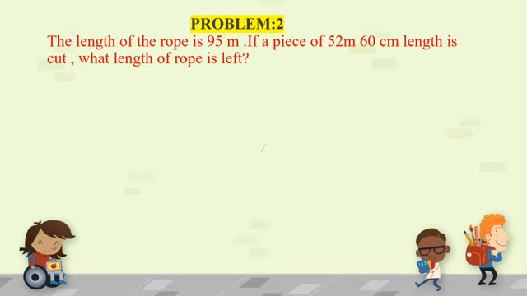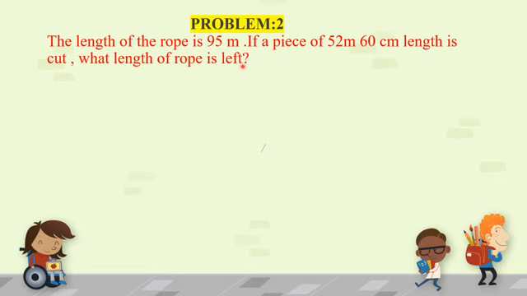Let's see another example. Problem number 2. The question says the length of the rope is 95 meter. This is the total length of the rope. If a piece of 52 meters and 60 centimeter length is cut, what length of rope is left?